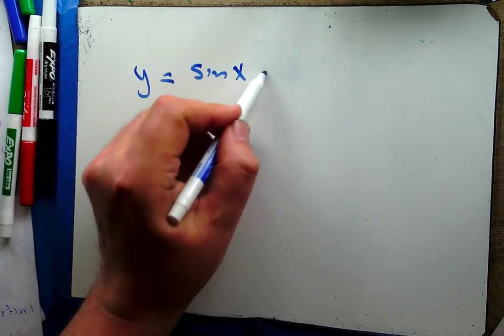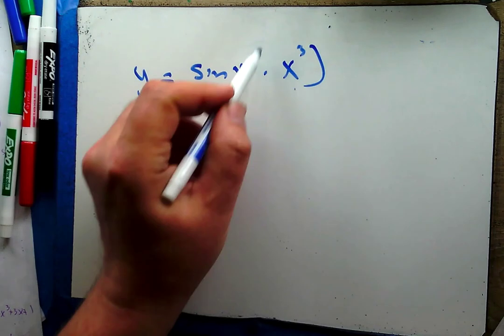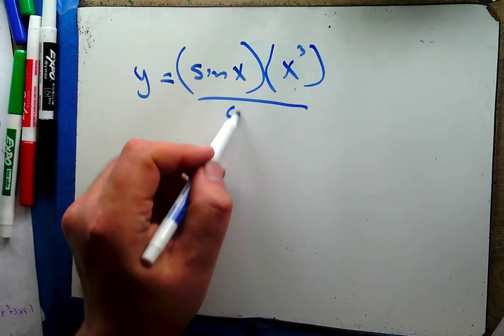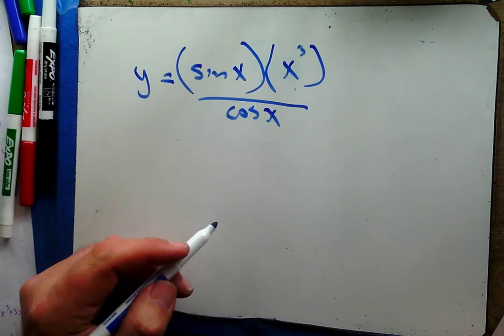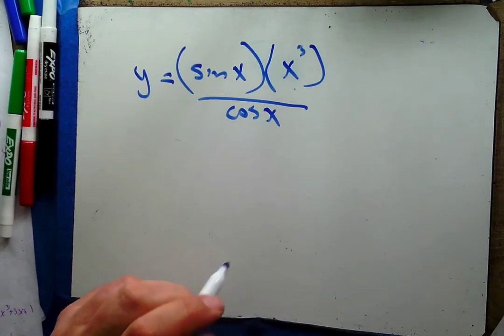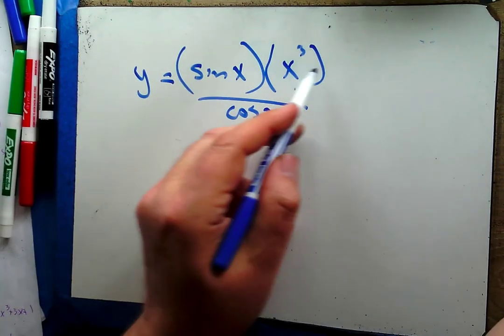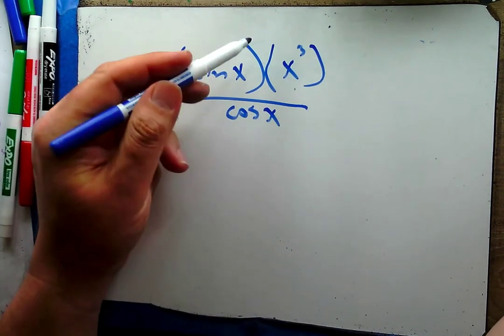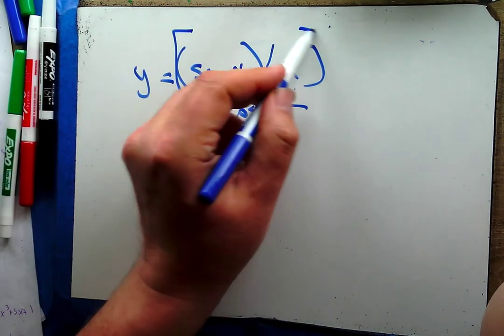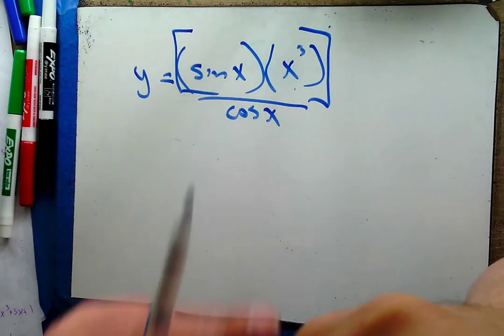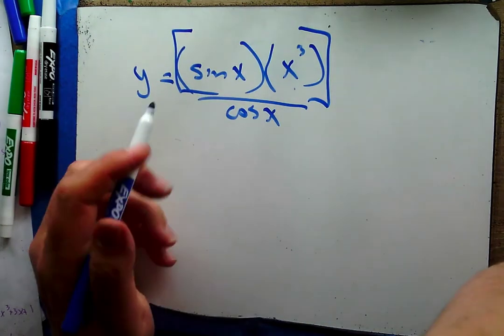Now, I kind of want to ask this question. What do I do in a case like this? Sine x times x to the 3rd over cosine x. Well, that's kind of exciting. So, there's a product rule, but there's a quotient rule. So, I'm going to do the quotient rule here with all that stuff as the high function.